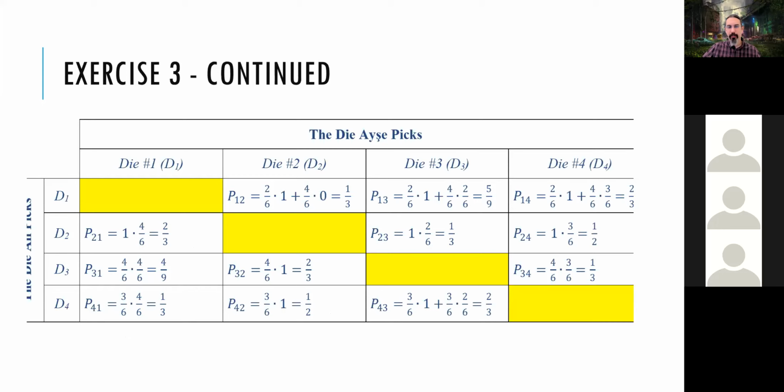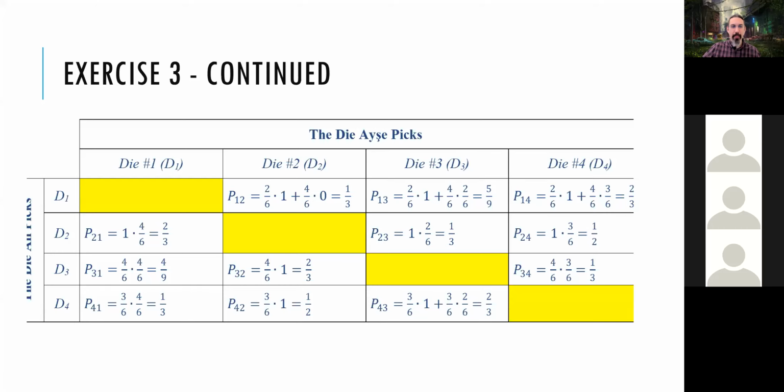So we had already done this column. We picked the first die for Ayşe, the second die for Ali, 2/3, 4/9, 1/3. We have found all of these values just now. Now we are saying that we can just write the complements for this here, in the symmetrical position. So 2/3, it should be 1/3. 4/9, 5/9. 1/3, 2/3. Okay, we're done with here as well. Now we have to calculate these 3 values, and we can just write the complementaries here.